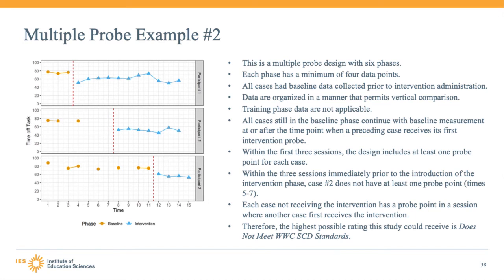Thus, even though this multiple baseline design passes the general 3 demonstrations criterion and meets all 4 of the extra criteria for multiple baseline or multiple probe designs, because it fails one of the 3 extra criteria for multiple probe designs, the highest possible rating this study could receive would be does not meet WWC SCD standards.